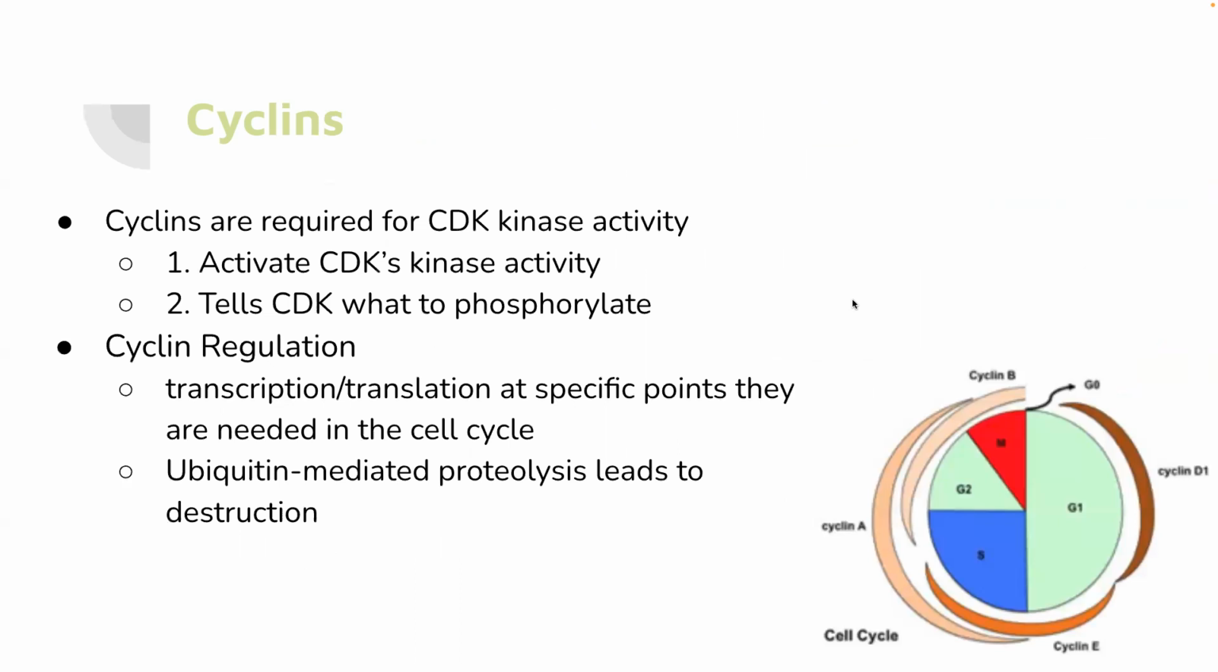One isn't enough. And anytime you reach a checkpoint, the cell brakes are put on by inhibiting or deactivating CDK. Quick review of cyclins. Cyclins are required for CDK kinase activity. They activate CDK kinase activity and they tell CDK what to phosphorylate, which gives specificity. And cyclin is only regulated through transcription, translation, and ubiquitin-mediated proteolysis.